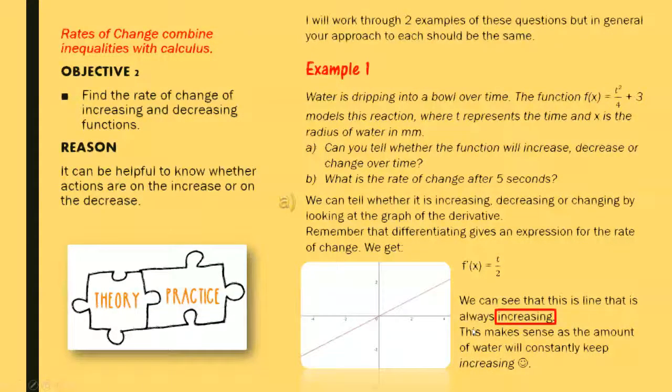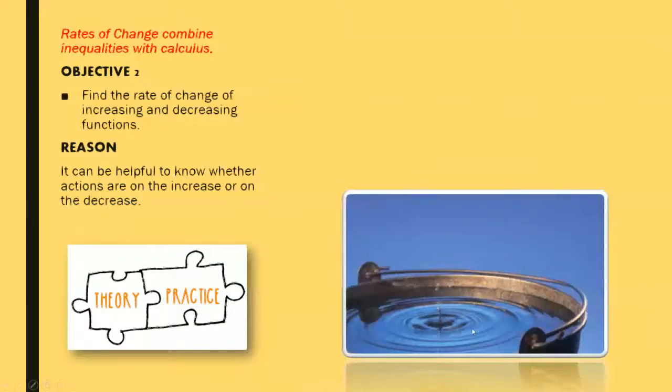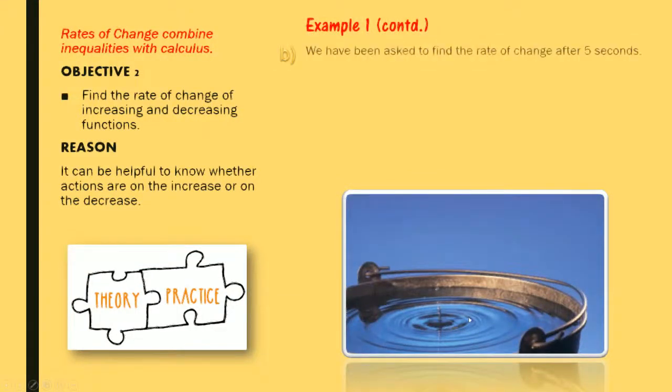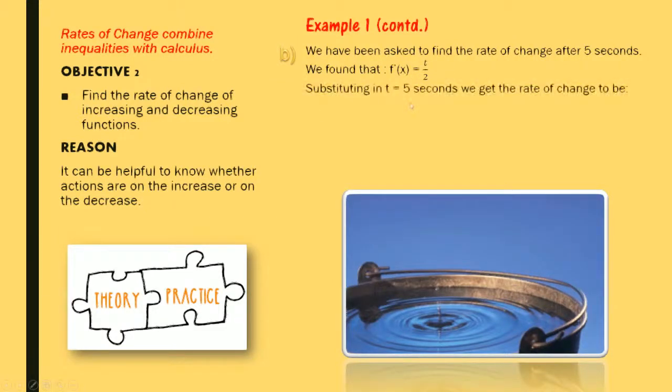And this kind of makes sense, because the amount of water is going to keep increasing in the bowl. If you've got water dripping into a bowl, it's going to continue increasing. So, with that in mind, we were asked to find the rate of change after 5 seconds. We found that the derivative of x, f dash of x, was t over 2. We just substitute in t equal to 5 and get the rate of change then to be 2.5. That happens to be millimeters per second. It means that at 5 seconds the rate of increase is 2.5 millimeters every second. Okay, and that's that question done.